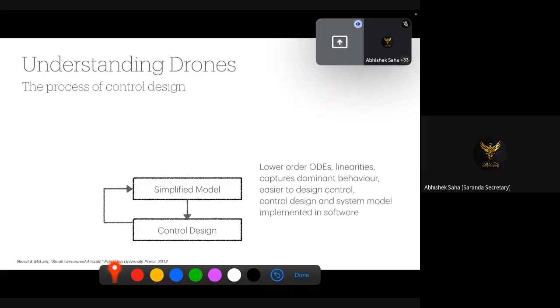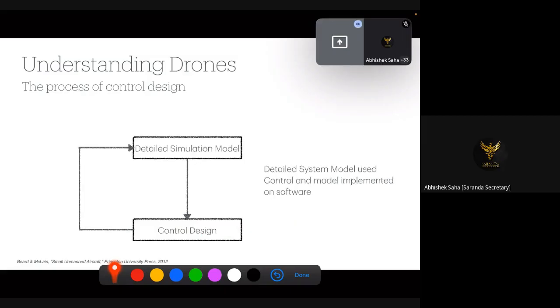Now what is done is the simplified models are used to design the controller. Once we have designed the controller, we just put it back in the simulation and see whether the simplified model is responding as it is supposed to respond. That's the first step in any control design. Once we have a satisfactory response from the simplified model, then we remove the simplified model and go to the detailed simulation model, basically the entire dynamic model that we had, because that represents the physical vehicle.